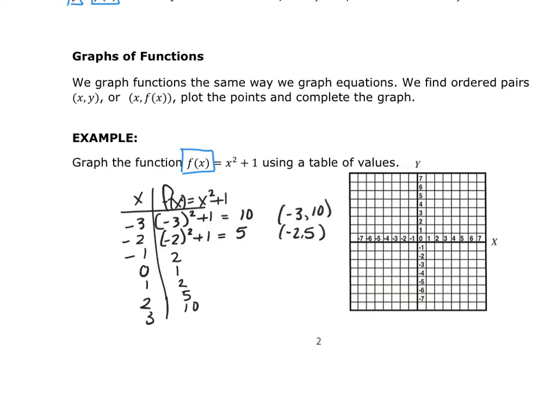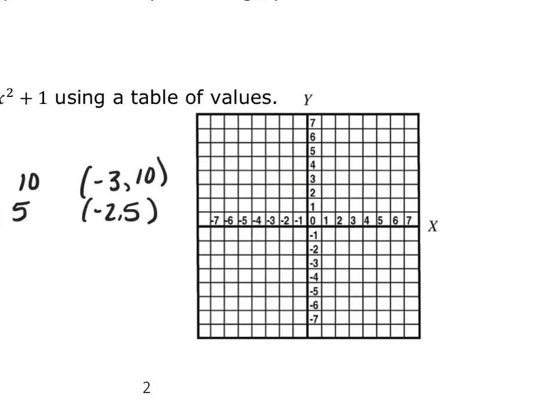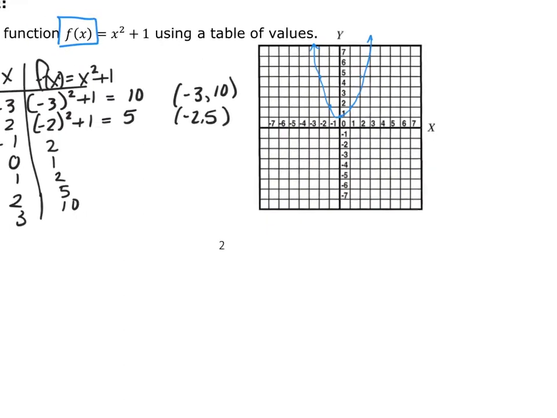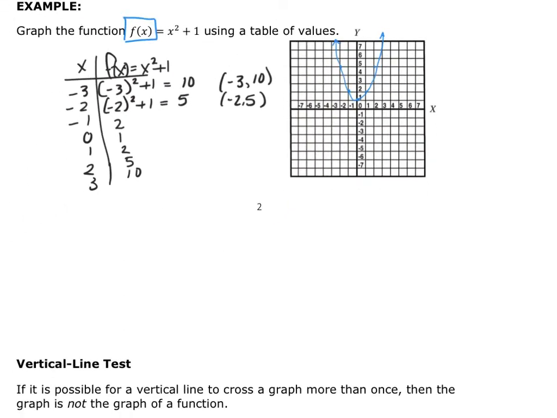So I come over here and I'm going to put my points on my chart. So -3, 10 is not on there, but -2, 5 is. So here's -2 and 5. -1 and 2, 0 and 1, and then my numbers on the other side. So this is what my function looks like. And it's a quadratic. So that's how you do it by doing it by ordered pairs.